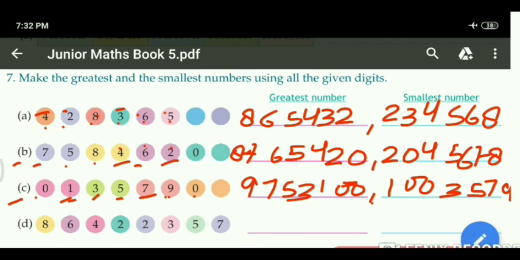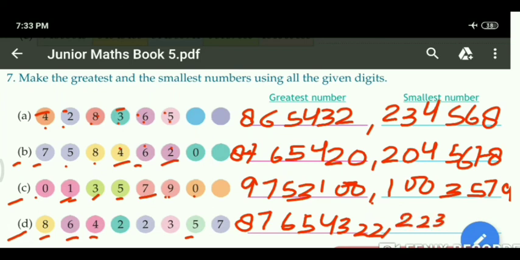Similarly, we will do the next D part also. Okay. So here, which one is the biggest number? 8. 8 after 7, 7 after 6, 6 after 5, 5 after 4, 4 after 3, 3 after 2, 2 is given 2 times. Okay. Then the opposite of this one will be 2, 2, 3, 4, 5, 5 after 6, 7 and 8.